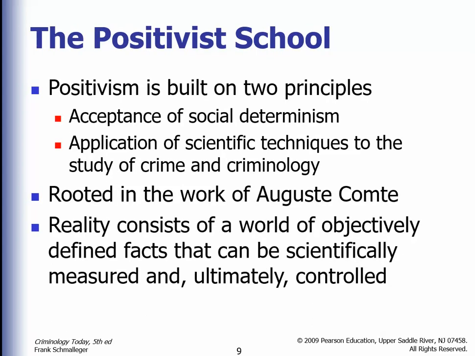Positivist School we talked about last week again. Two principles: social determinism and scientific techniques. Rooted in the work of Auguste Comte, who suggested that reality consists of a world of objectively defined facts that can be scientifically measured and ultimately controlled. So they believed that everything could be measured, we could figure things out based upon existing biology, that there were no other influences.